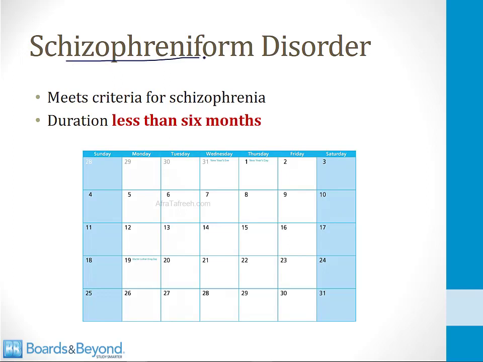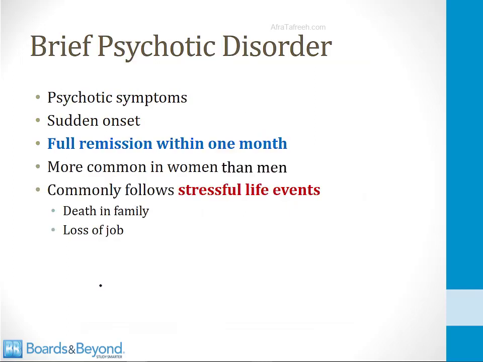In contrast, schizophreniform disorder is a disorder that meets criteria for schizophrenia, but the duration is less than 6 months. Basically, you can think of this as a milder form of schizophrenia that does not last for at least 6 months. If you want to think of psychotic disorders along a spectrum, schizophrenia is one of the worst things you can have. Schizophreniform disorder is a milder version of schizophrenia. And then even milder than schizophreniform disorder is brief psychotic disorder. This occurs in patients who display psychotic symptoms with a sudden onset, but they fully remit within 1 month.